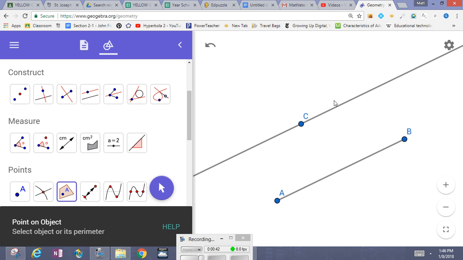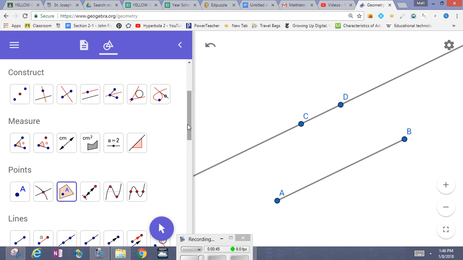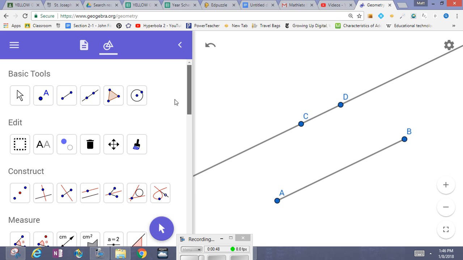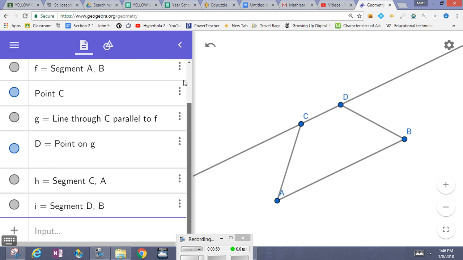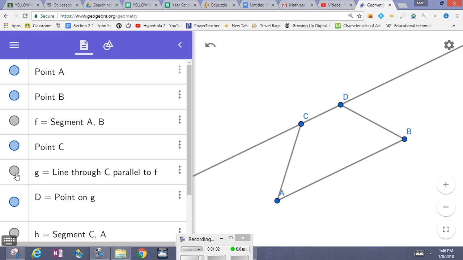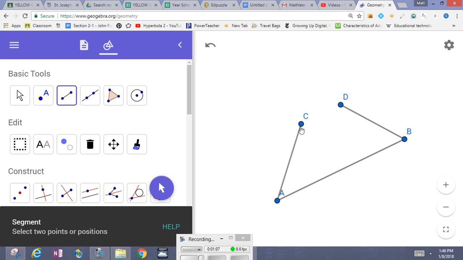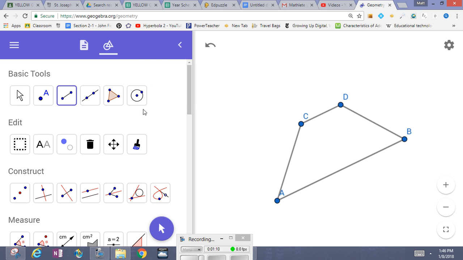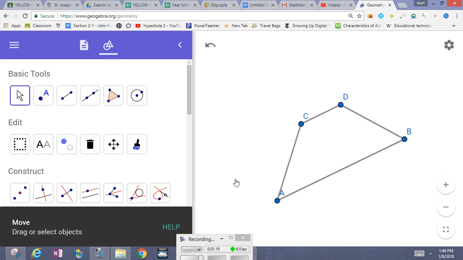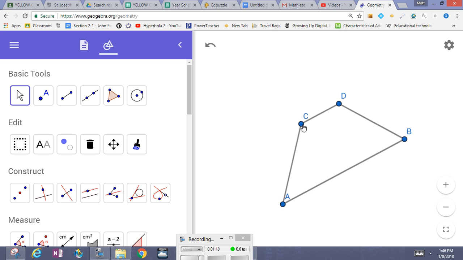Then we need to construct our segments to form our trapezoid, and then we can come back and hide this parallel line, and finish off with the segment between C and D. So this is now a trapezoid, in that it is constructed with one set of parallel sides. These parallel sides, CD and AB, are of course what we call the bases.